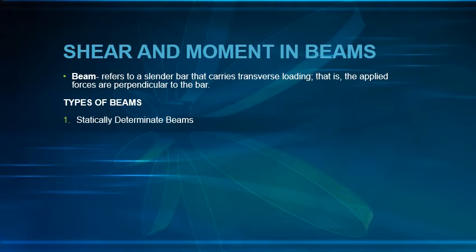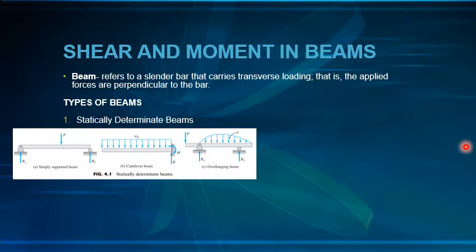So class, this was discussed in your statics last time, right? So when we say statically determinate beams, these are those beams in which the reaction of the support may be determined by the use of the equation of static equilibrium. So example of which are these figures: the simply supported beam, the cantilever beam, and the overhanging beam. These are examples of statically determinate.